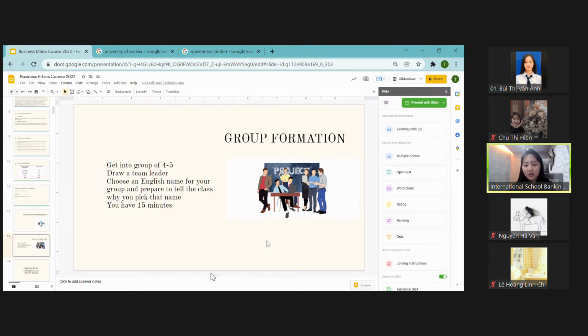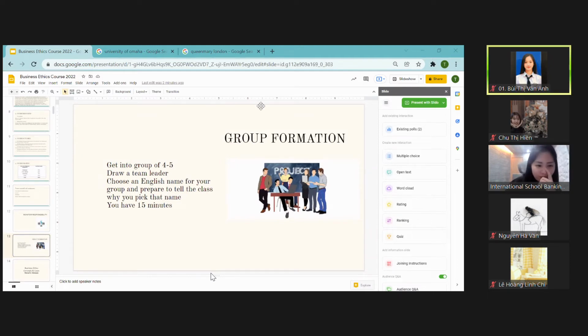Does everyone else agree with this activity, that you are going to form small groups right now? If you have any opinion, just speak up. Okay, so I think this activity you guys can do at home.